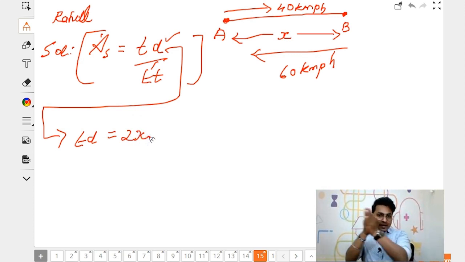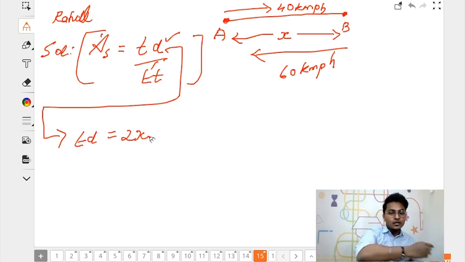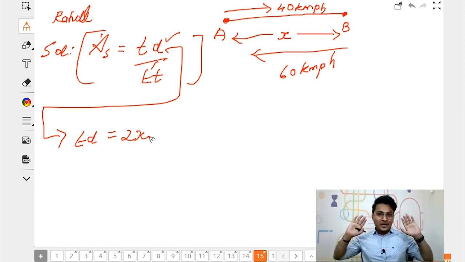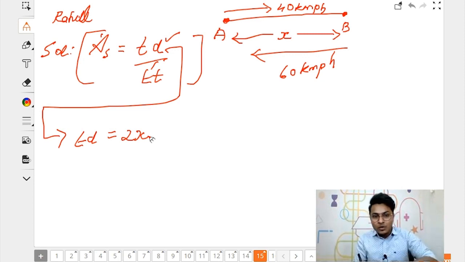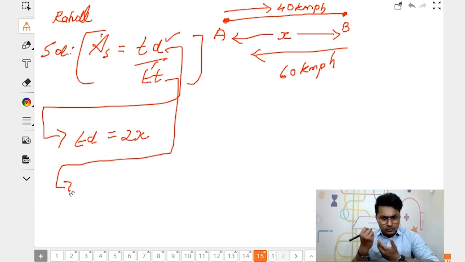Correct? A to B is the distance x. So he went x kilometers. So 10 kilometers went there and 10 kilometers he came back. So 10 plus 10, similarly x plus x, 2x. Simple. So total distance we have got. As simple as that. Total distance to mil gaya mujhe. Okay? Now we need to find out what is the total time taken. Let's try to solve that also.